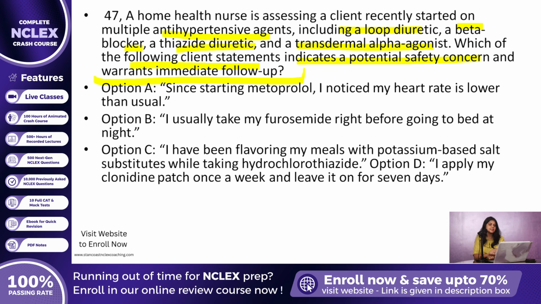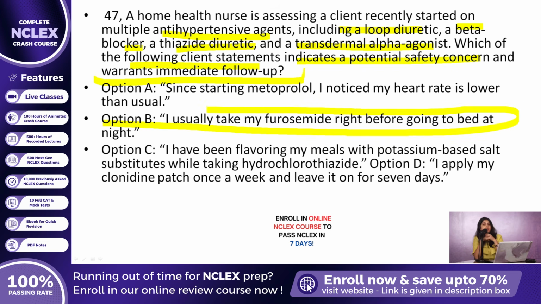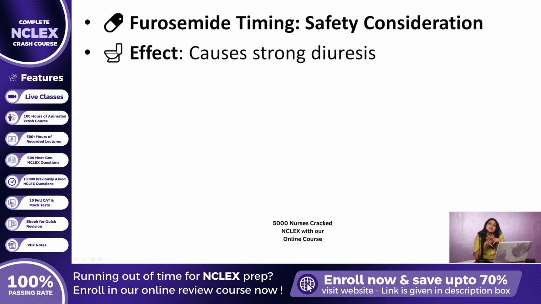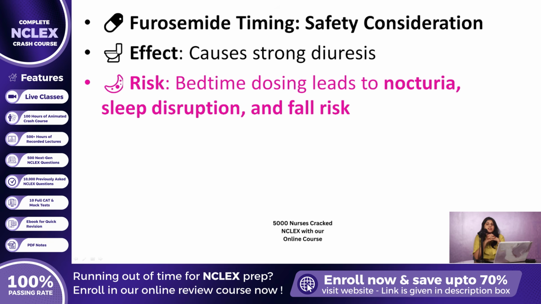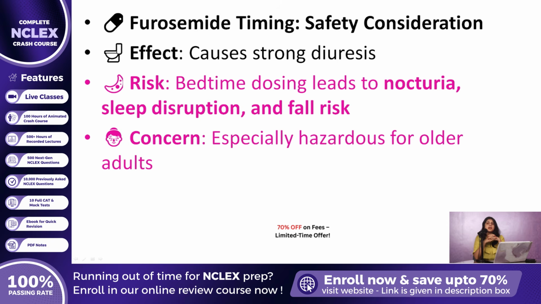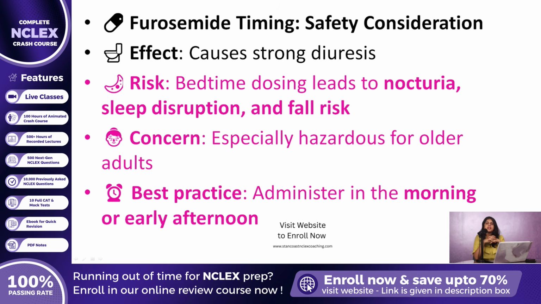The correct answer is Option B, I usually take my furosemide right before going to bed at night. Here is why this is unsafe. Furosemide causes significant diuresis, and taking it at bedtime greatly increases the risk of nocturia, interrupted sleep, and falls, especially among older adults. This medication should be taken in the morning or early afternoon.